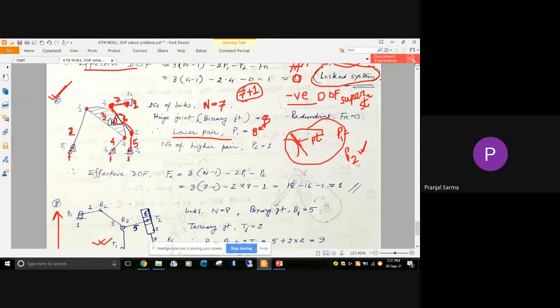Hinge joints I am talking about: 7 binary hinge joints and one quaternary hinge joint. How many pairs is it going to give you? That means after counting you have obtained 7 binary joints and one quaternary joint. From that counting, you are going to find out P1. What will be the value of P1 in that case?